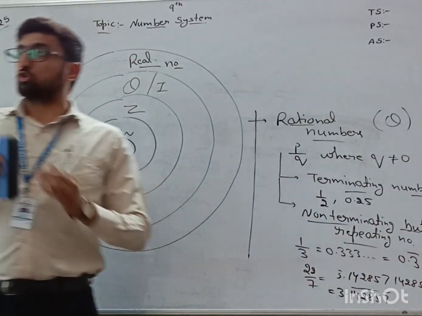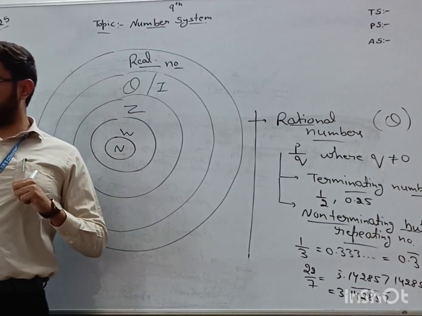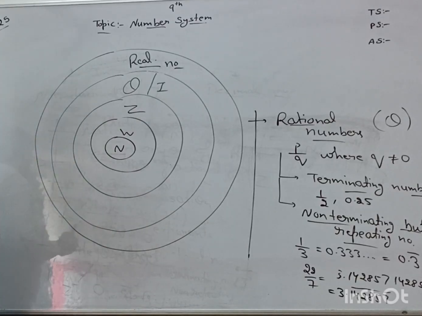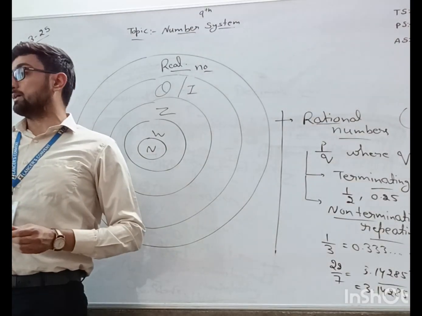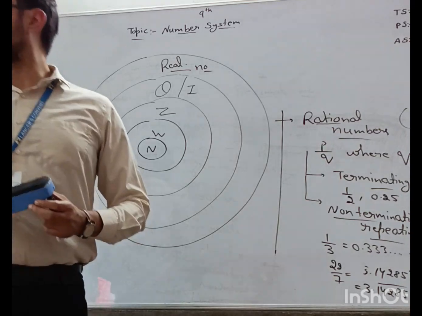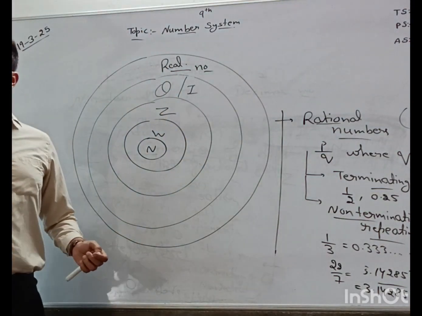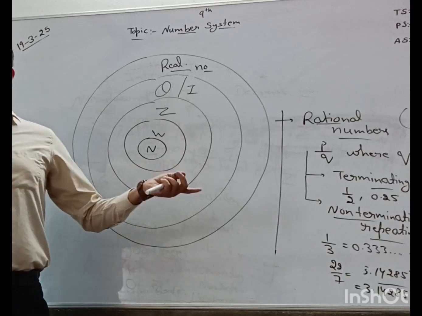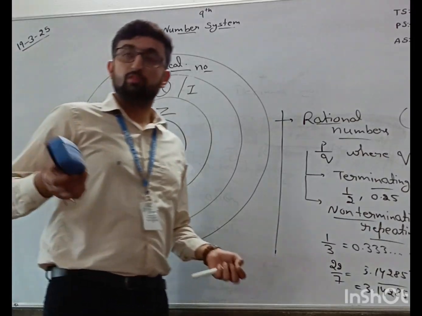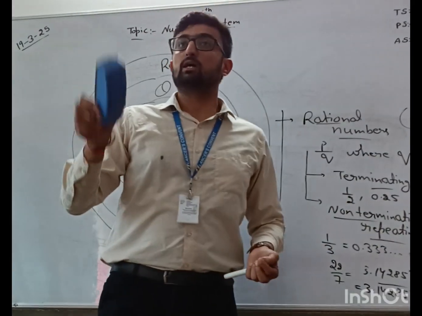So now we are going to solve some questions from our worksheet. The first question from our worksheet is: state true or false and elaborate your answer. The first question is, is the number root 2 rational or irrational? As I told you, the value of root 2 is non-terminating, non-repeating, therefore root 2 is an irrational number.